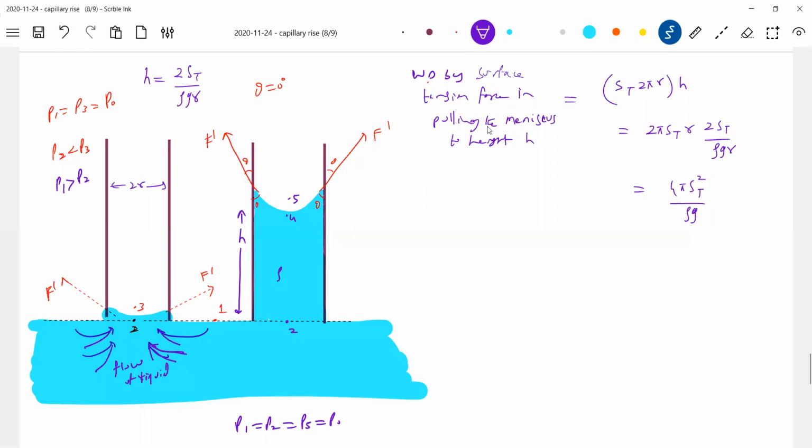There's the work done by the surface tension in raising the liquid to height h, pulling the meniscus to height h, or raising the liquid column. There's a liquid column. Now, what is the increase in gravitational potential energy?